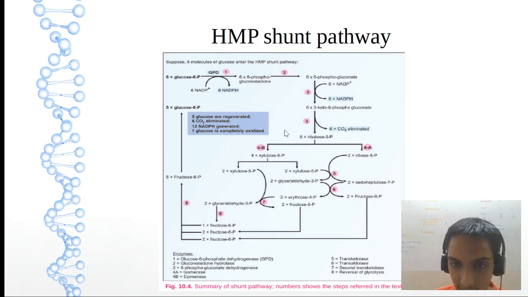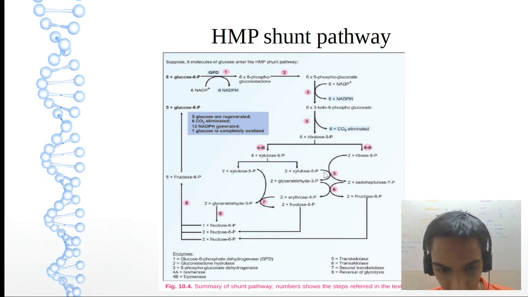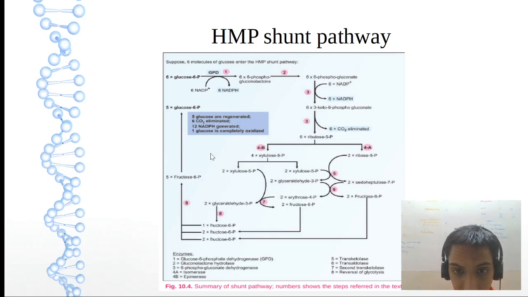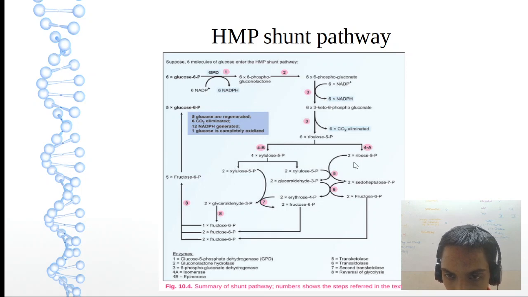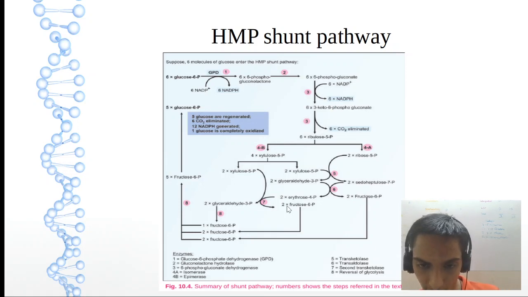Then on decarboxylation, we get ribulose 5-phosphate. Then it is converted by isomerase and epimerase. On isomerase, ribose 5-phosphate. On epimerase, xylulose 5-phosphate. This xylulose 5-phosphate will convert into glyceraldehyde 3-phosphate, and here the same thing with glyceraldehyde 3-phosphate.